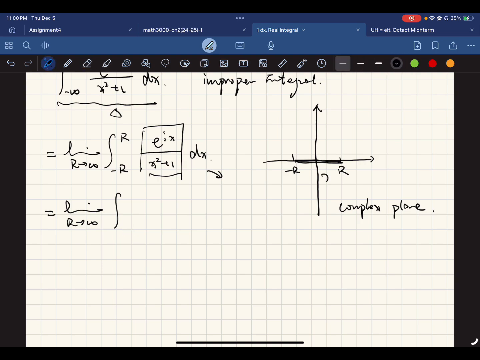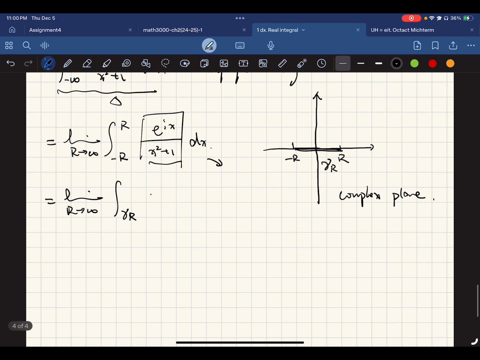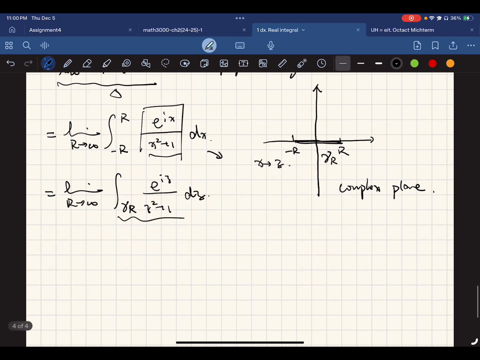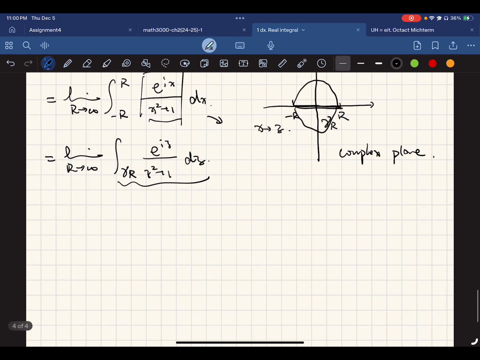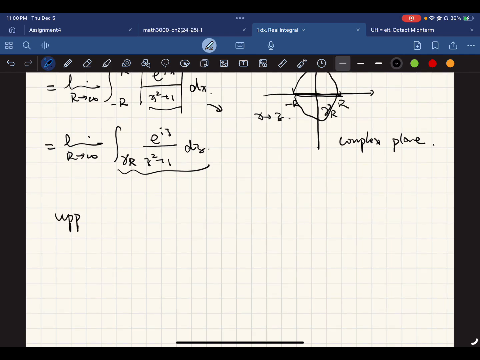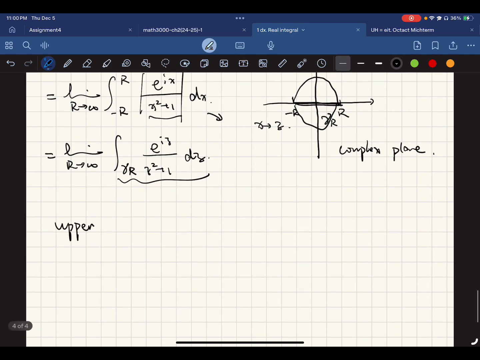So we can change the segment from negative R to R into the contour gamma R. It will be the contour integral, and change x into z: e to the iz over z squared plus 1 dz. Okay, so it becomes a contour integral. Now it's time for us to choose which semicircle we need, the upper semicircle or the lower semicircle. Okay, we first use the upper semicircle as an example. We have to try, is it workable?